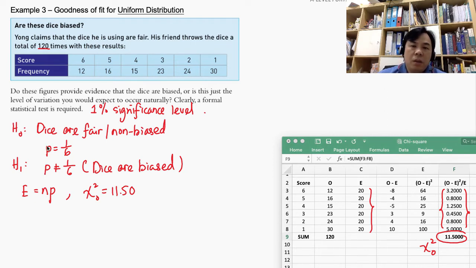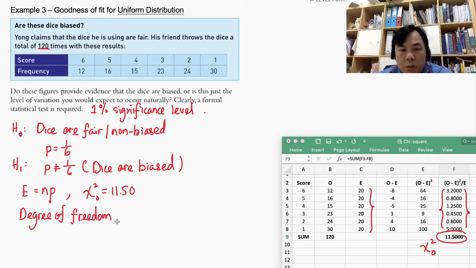Now, next, of course, here you can use your calculator. Before you use your calculator, always work out the degree of freedom here. So the degree of freedom in this case, sometimes you write DOF. For me, I like to use v instead. If you want to use DOF, that is fine. We have 6 categories and then one restriction. Of course, there's only one restriction here. So therefore, the degree of freedom is equal to 5 here.